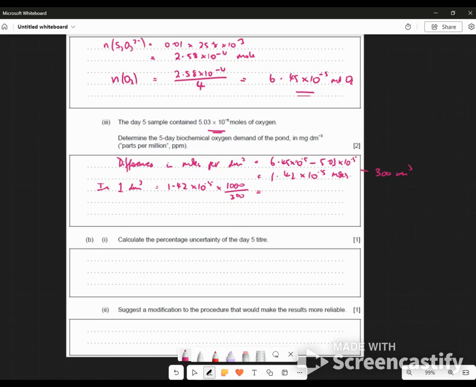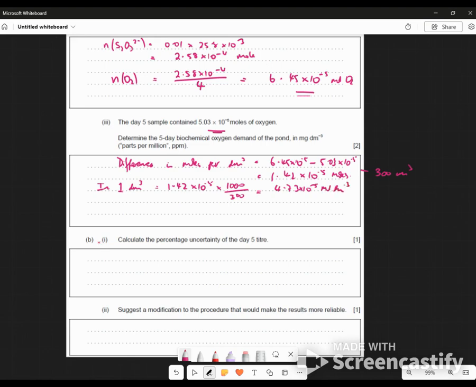Let me get my calculator. Here we go. And that gives me 1.42 exponential minus 5, times 1,000, divided by 300. And that's that. So I get 4.73 times 10 to the minus 5 moles per decimeter cubed.